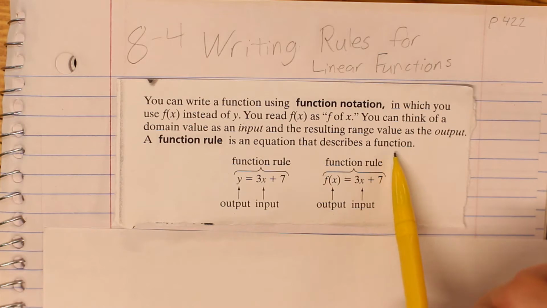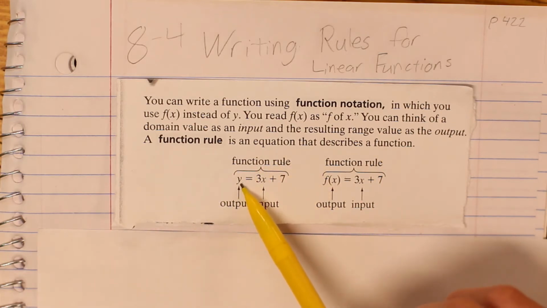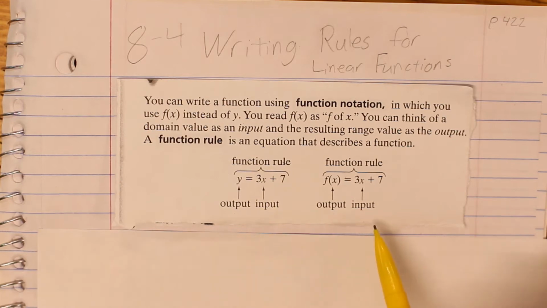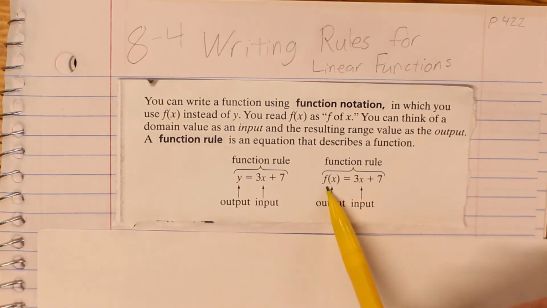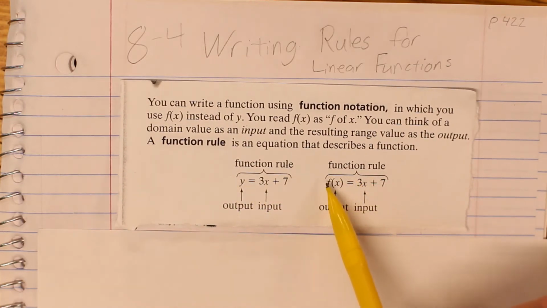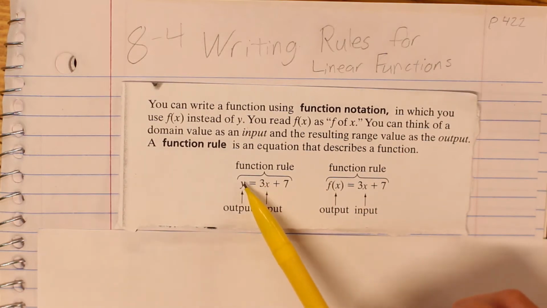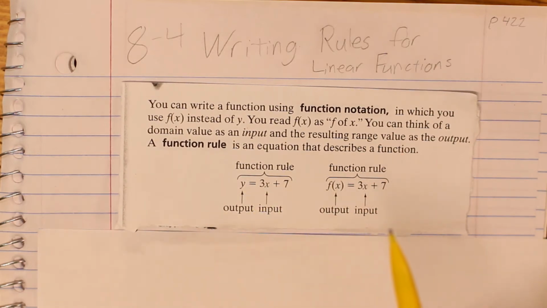that describes a function. So this whole thing is a function rule. The y is the output, the x is the input. Over here, once again, still a function rule. They just use function notation instead of the y. x is what we put in, f of x is what we get out. Over here, x is what we put in, y is what we get out.